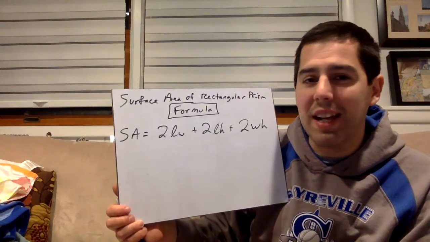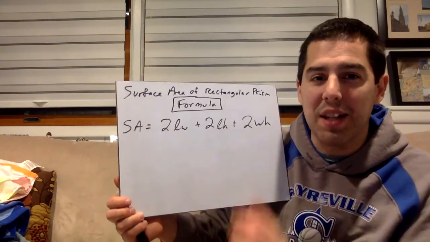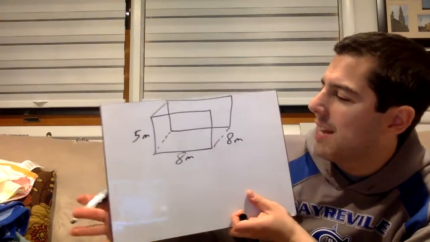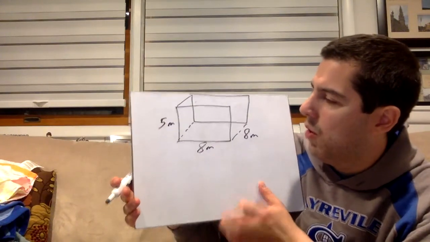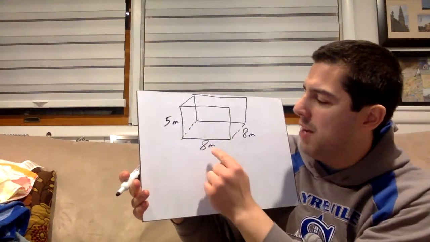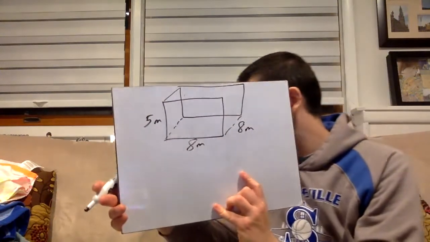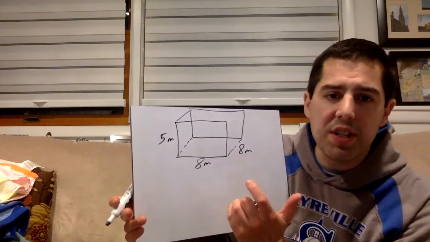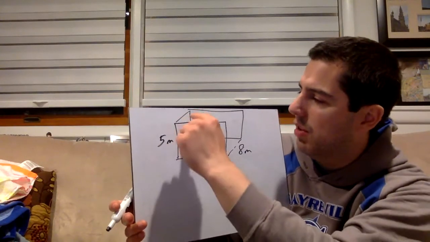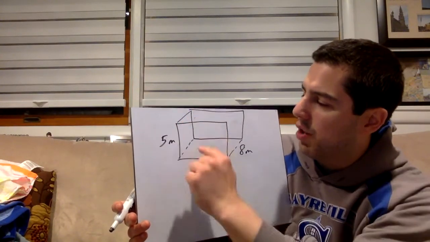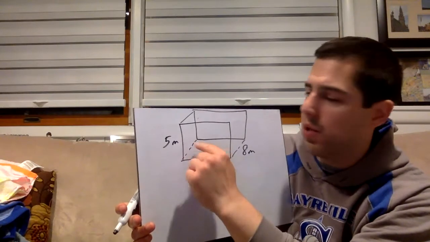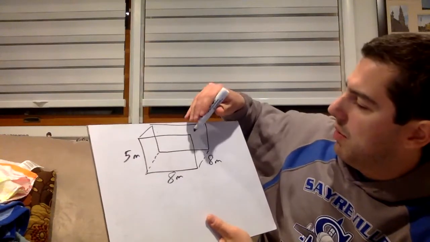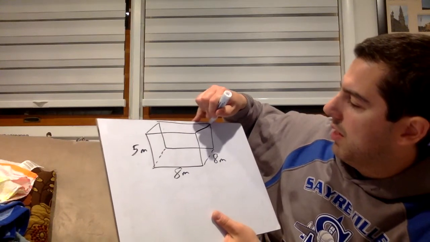Now let's take a look at an actual problem to apply this formula to. Here's a rectangular prism with measurements of 5 meters, 8 meters, and 8 meters. So the first thing that you should do if you want to draw this into your notebook is just draw a rectangle, and then draw another rectangle that goes into the first one, and then just connect the corners. Oh, I missed a corner. Here we go. There we go.